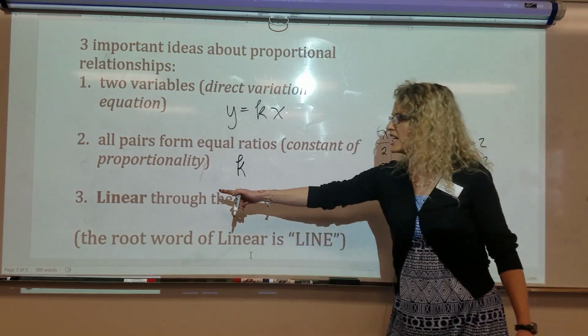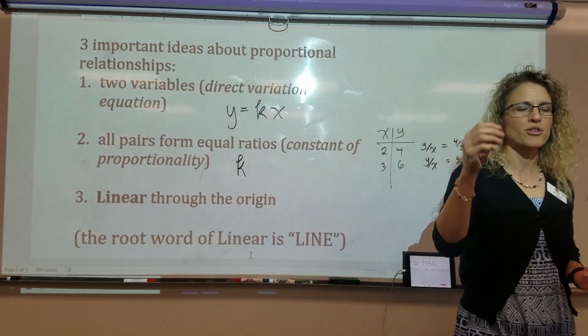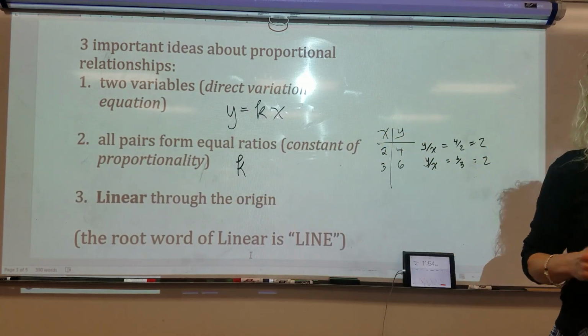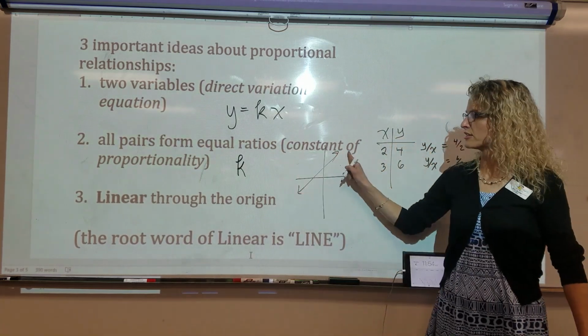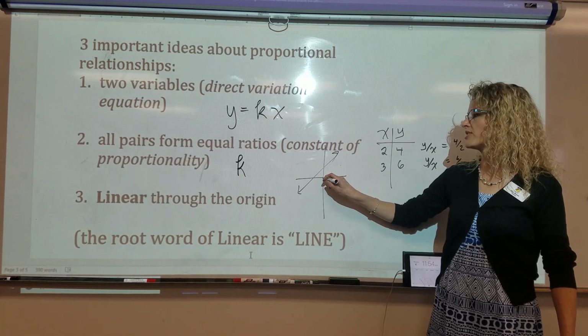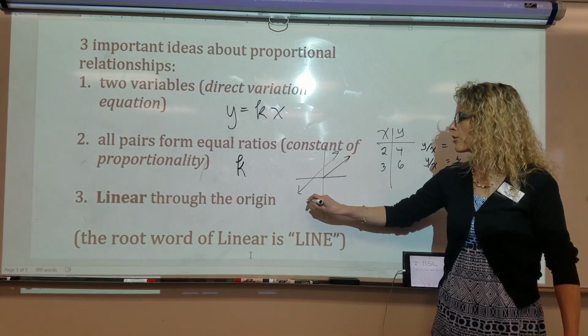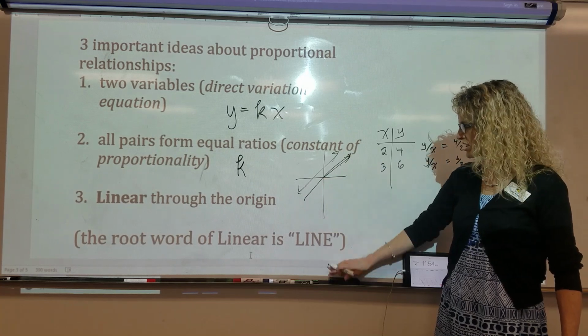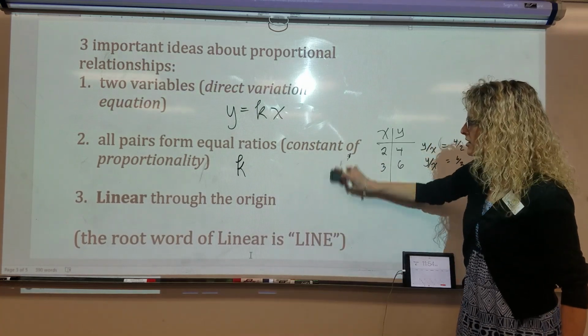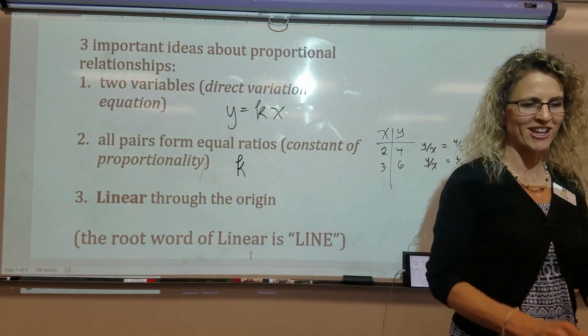Number 3, it's linear and through the origin. What's number 3? Get ready? Linear and through the origin. Now, this is linear, but it's not through the origin. So you have to have something that either starts at the origin or goes through the origin and goes at any angle, but it has to go through the origin. We'll do more on that later.